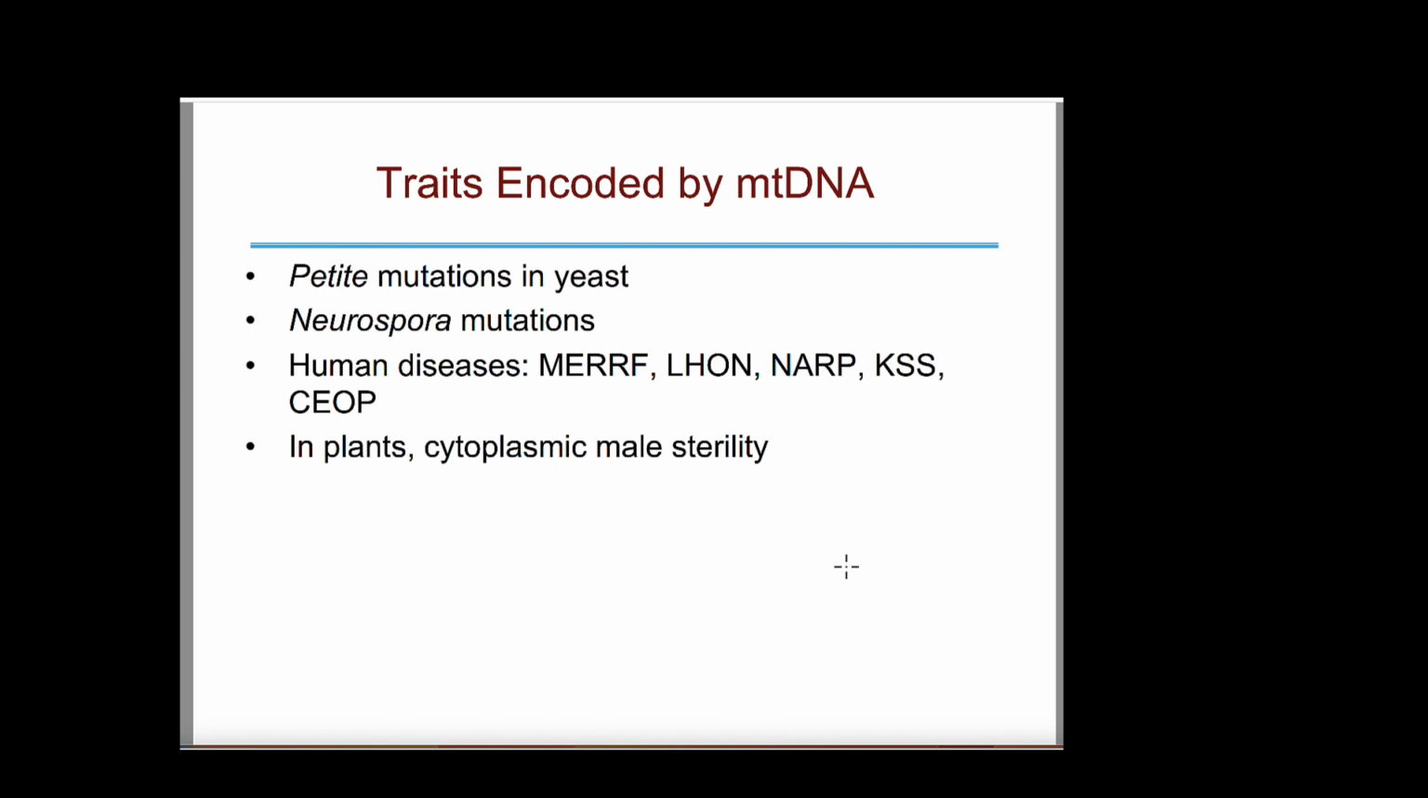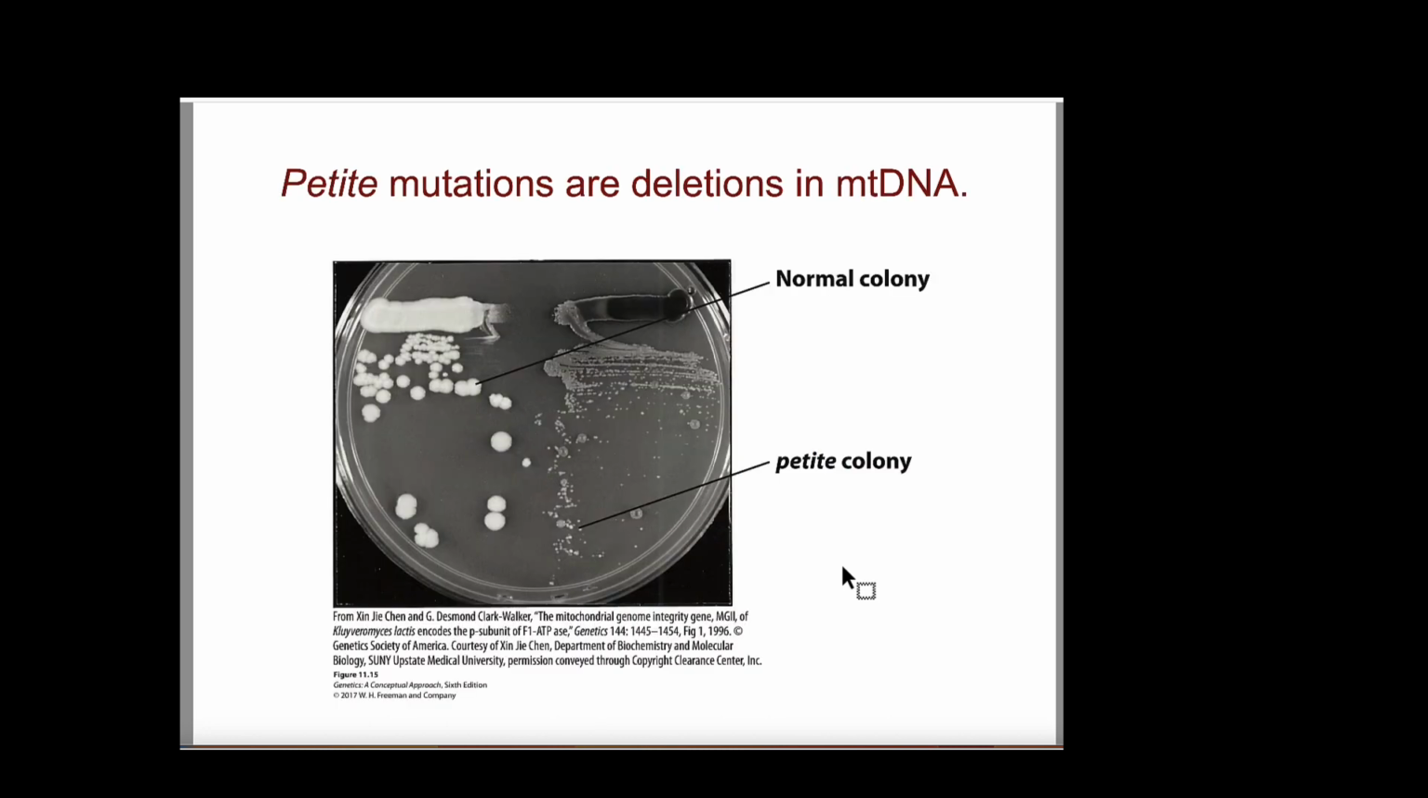LHON, or Leber hereditary optic neuropathy, is where you have a mutation in mitochondrial genes that encode electron transport proteins. Typically, individuals with this type of disease have a sudden loss of vision in middle age, as well as muscle weakness. So there is a direct correlation between humans, animals, and mitochondrial disease, mutations in the DNA that cause diseases in humans. And this is the example of the petite mutations that are deletions in the mitochondrial DNA.